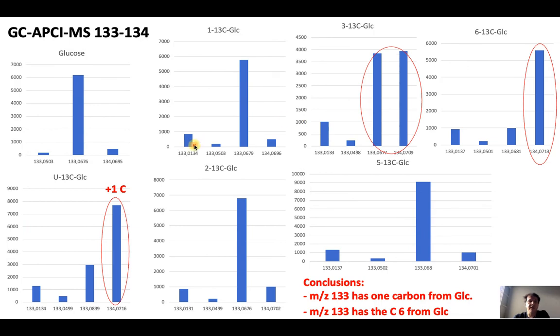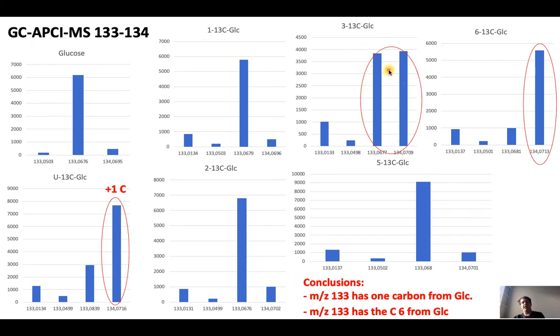But when we analyze it by GC-APCI, we could see one increase in the 134. So this is the non-labeled glucose, then this is the fully labeled. So one carbon from the glucose backbone is included in this fragment. Going to the positionally labeled glucose, we cannot see an increase in the 1, in the 2, and in the 5, but we could see some increase in the 6 and also in the 3.